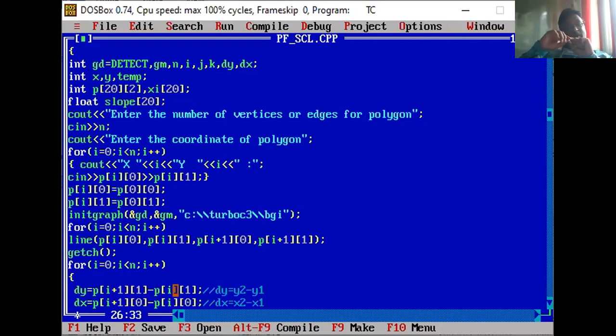So this dy and dx we have already calculated in the DDA line drawing algorithm and Bresenham line drawing algorithm. So the same way you have to calculate here, but what is the difference? Here you have to calculate with the two-dimensional array. So P of I plus 1, 1 is my y2 and P of I, 1 is my y1. Okay. Everybody understood this?